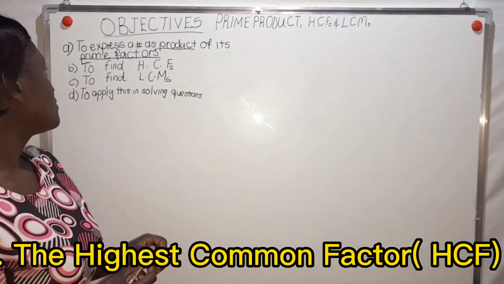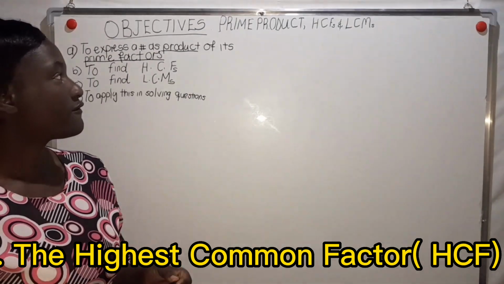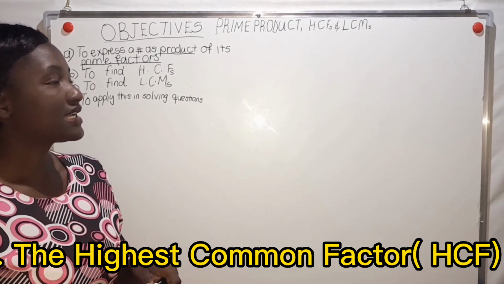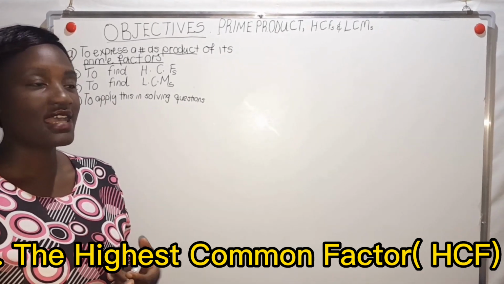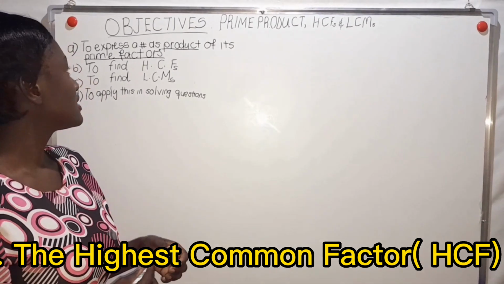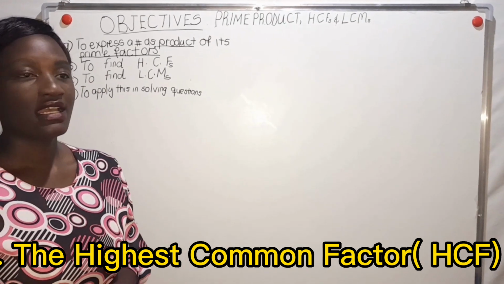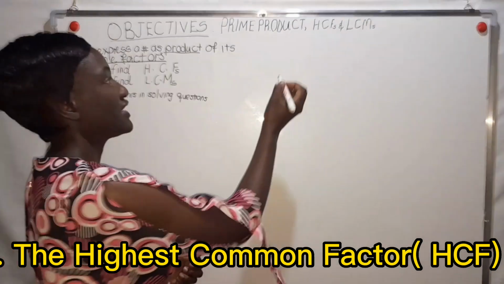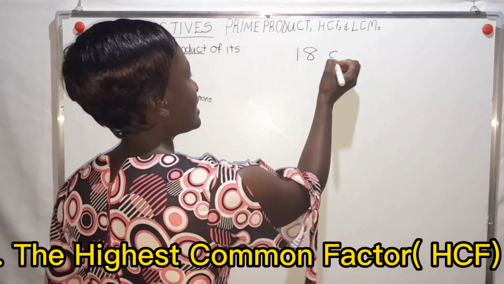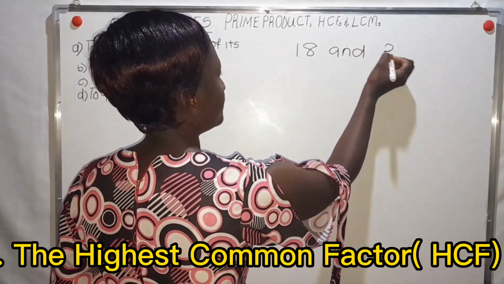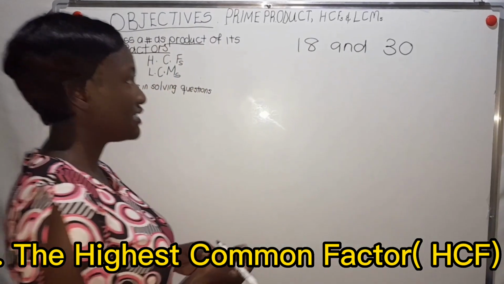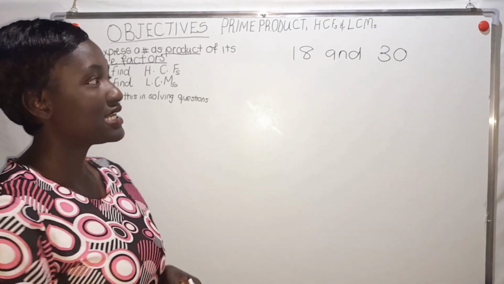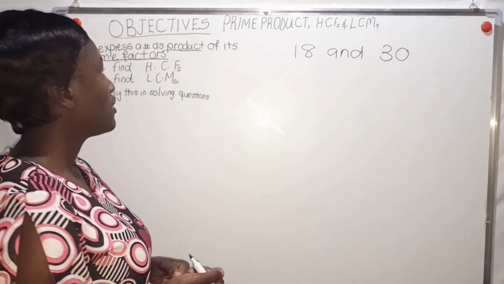We want to look at our second objective of finding the highest common factor. Highest common factor is the highest integer that is a factor of a given set of numbers. For example, we want to find the highest common factor of 18 and 30. So first of all, we express 18 and 30 as products of their prime factors.